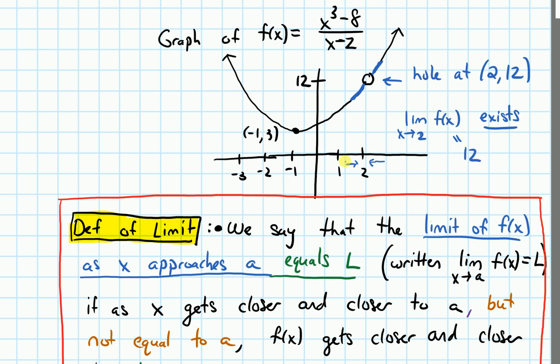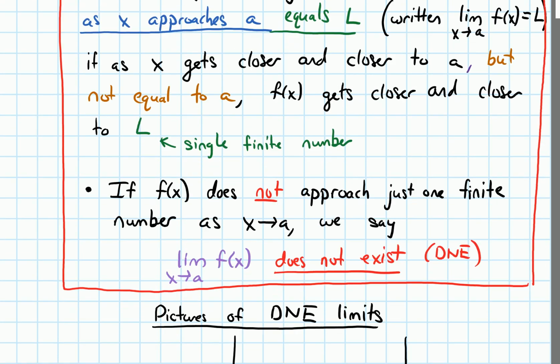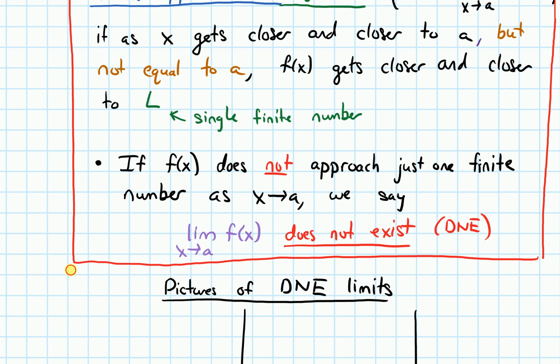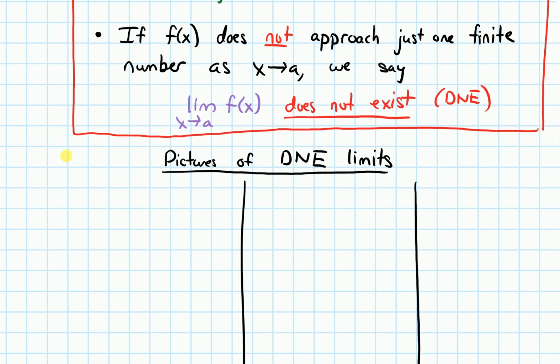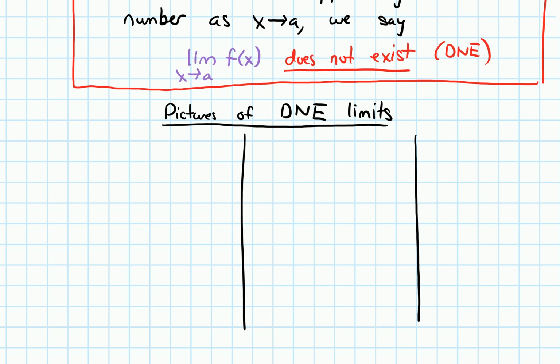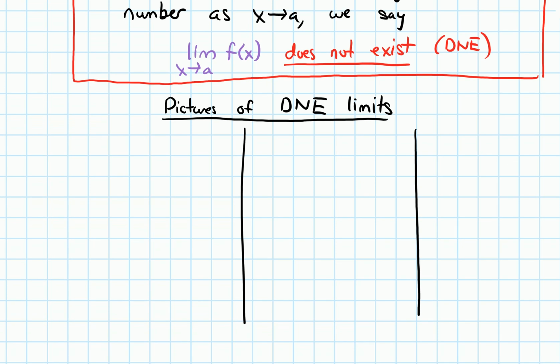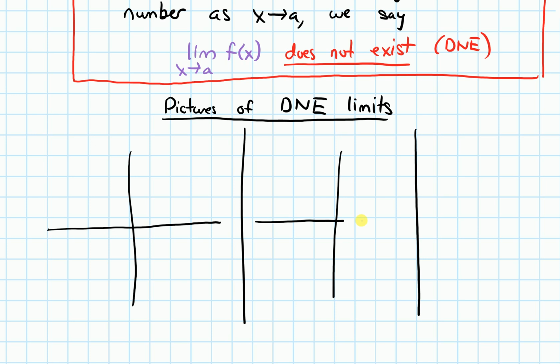So what would a graph look like for the limit not to exist? That's what I want to end the video by drawing. Okay, so there's a few different ways this could look. I'm going to draw a few different pictures. I'm going to draw some axes here, some axes here in the middle as well, and some axes over here. I'm going to draw three different graphs actually.